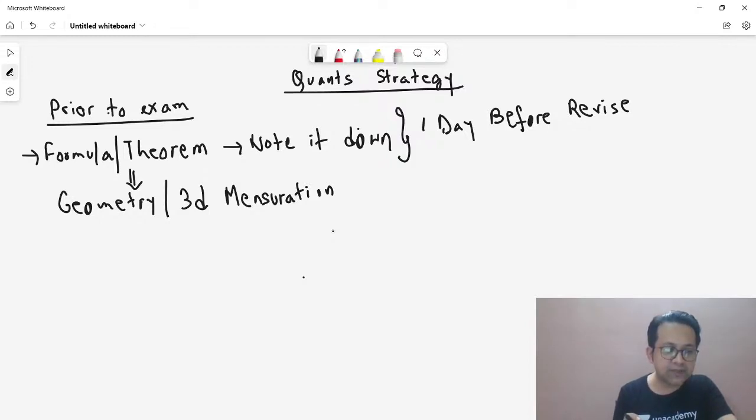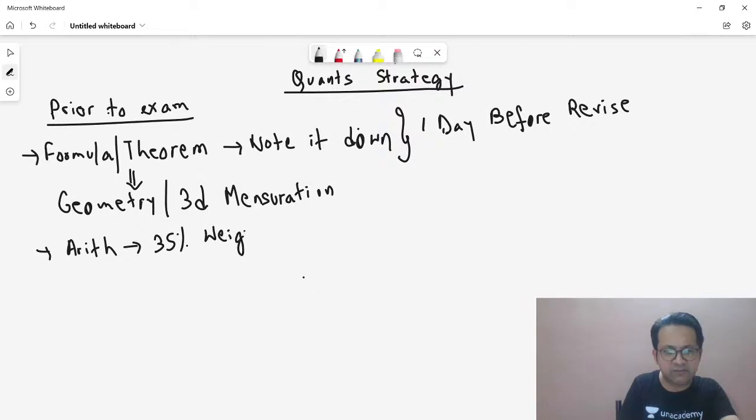How many questions will there be from the arithmetic portion? Arithmetic, as I mentioned some time back, will be around 35% weightage. You must be knowing the weightage, right? In case you don't, arithmetic is around 35% weightage. Generally, you can expect 35 to 40 in the CAT. Next will be algebra, with around 30% weightage.